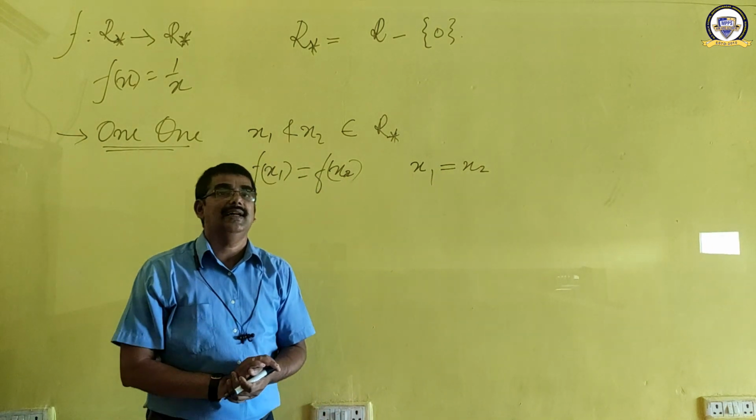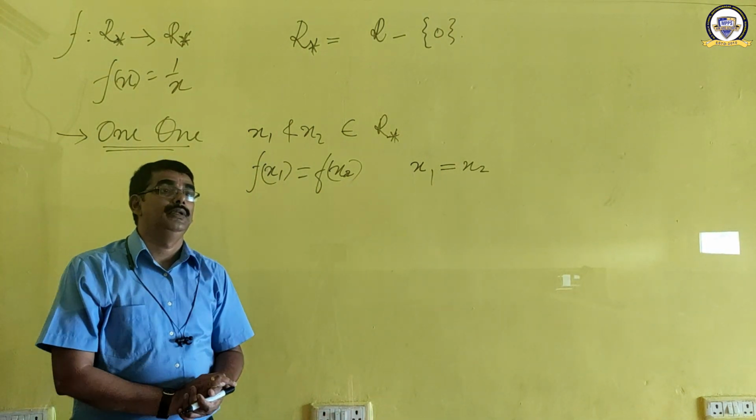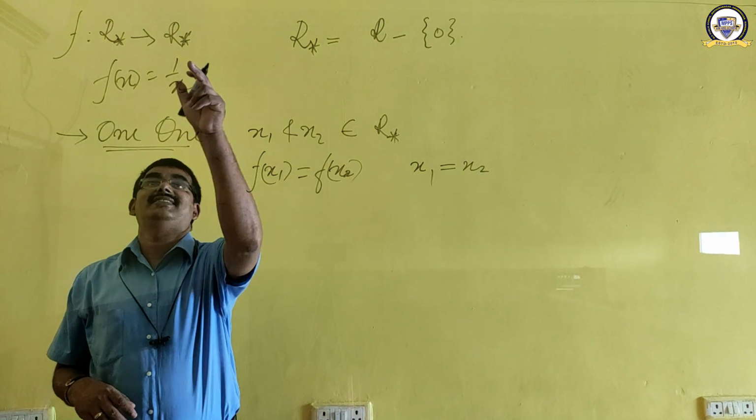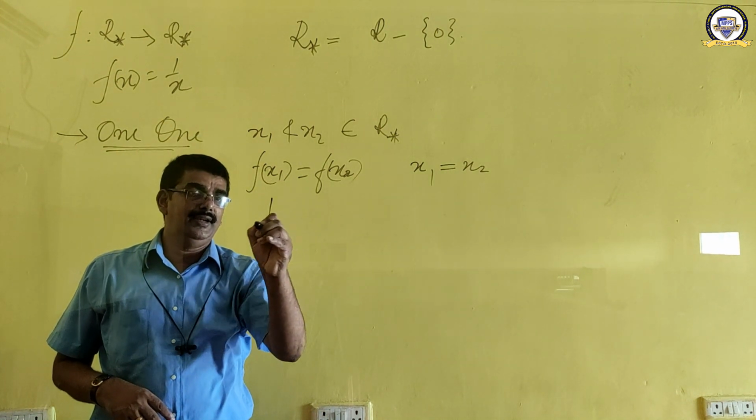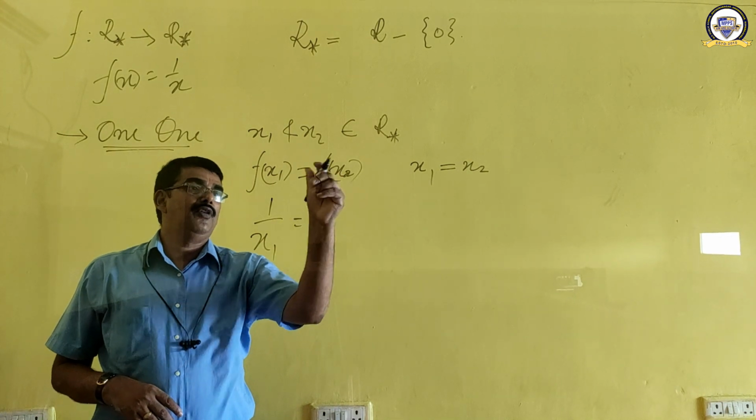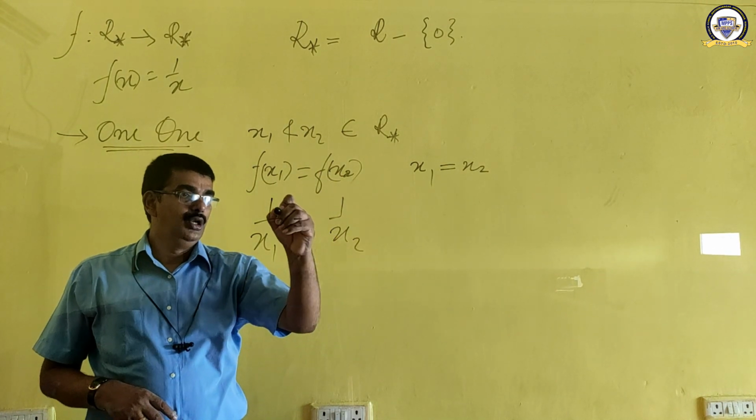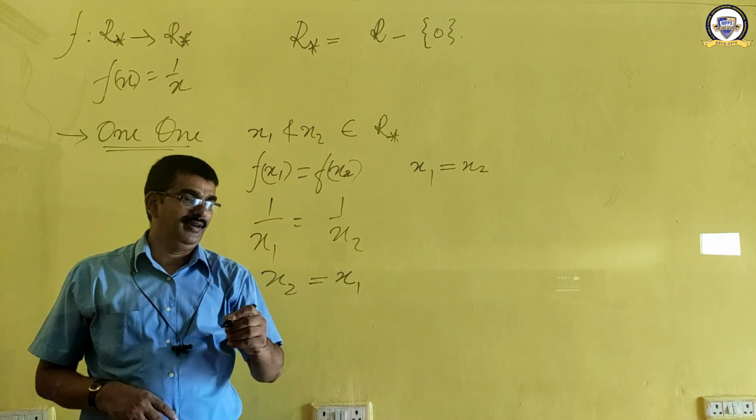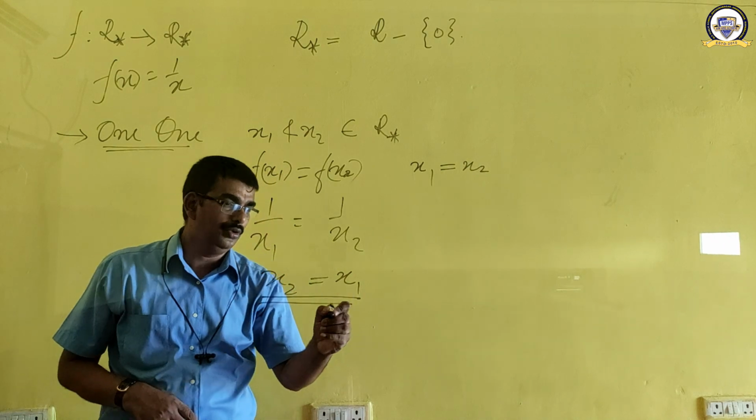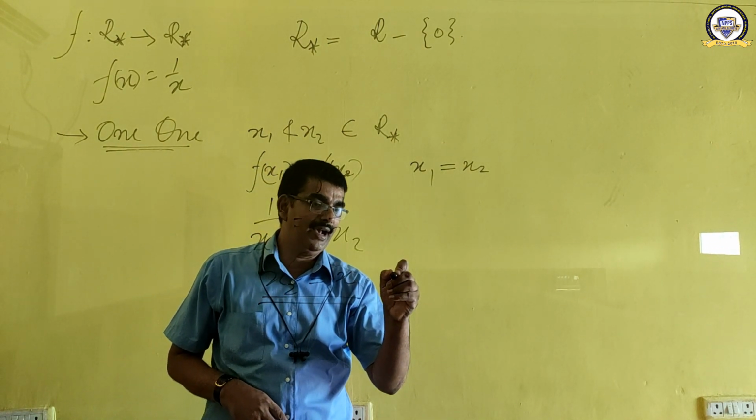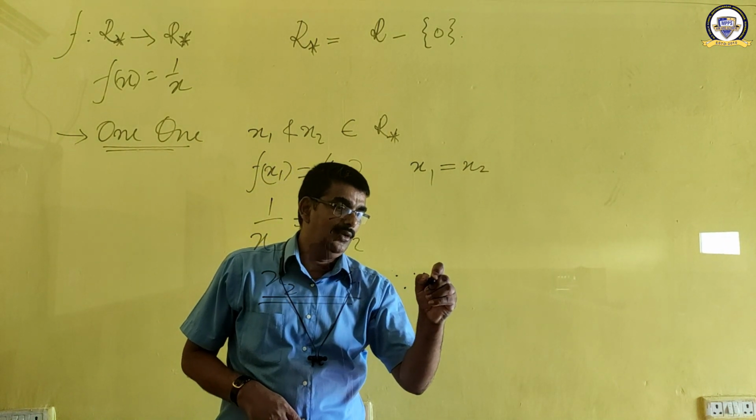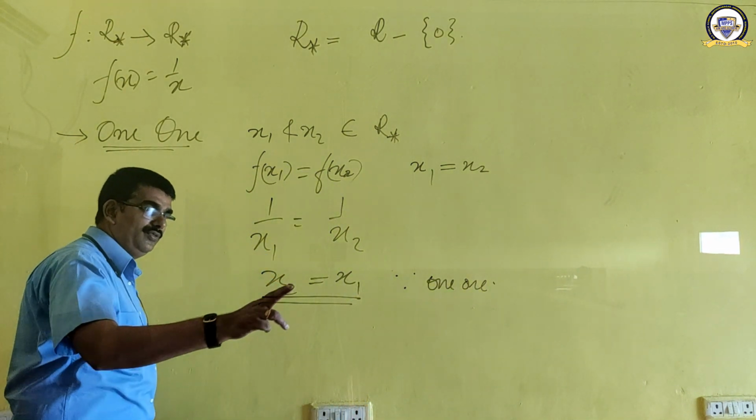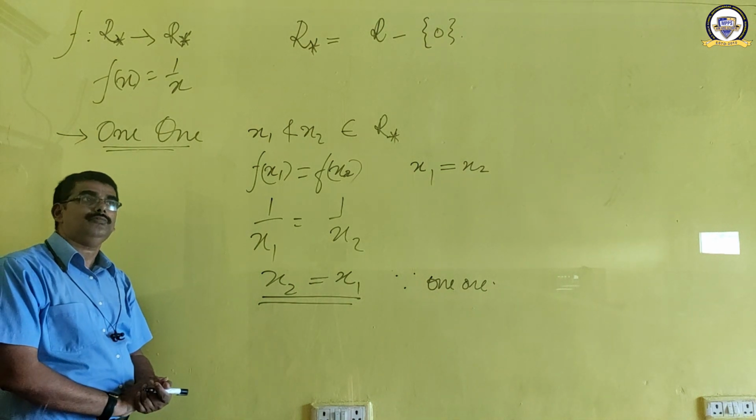So we are considering that f of x1 is equal to f of x2. F of x is equal to 1 by x, so f of x1 is equal to 1 by x1, and f of x2 is equal to 1 by x2. Do the cross multiplication: x2 is equal to x1. We proved x2 equal to x1. Hence, it is one-one, because x1 is equal to x2.